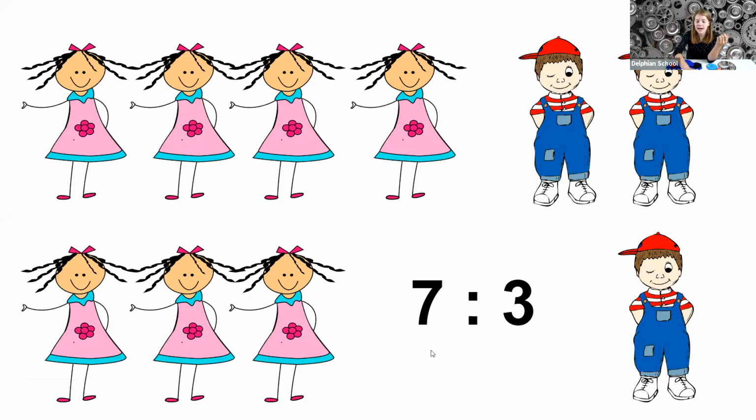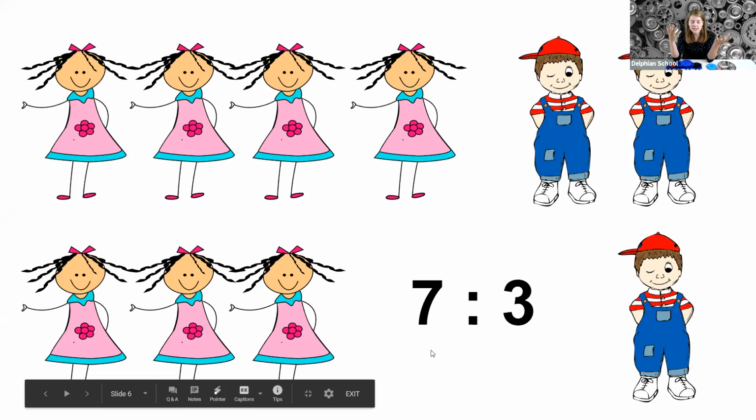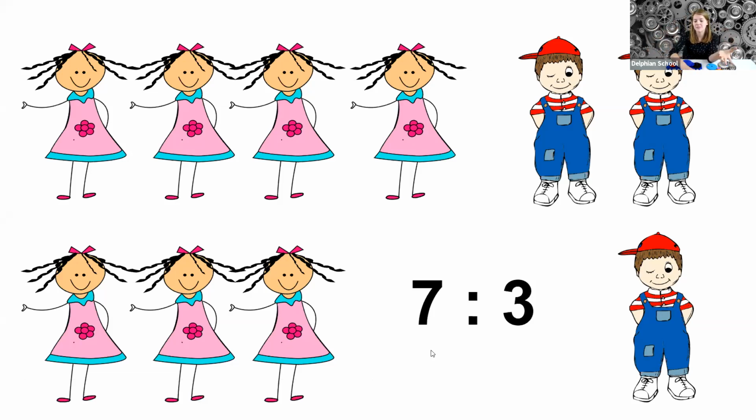Or if you had a class with 10 adults and 5 children, you could say the ratio of adults to children is 10 to 5.